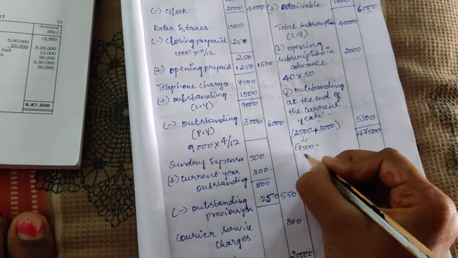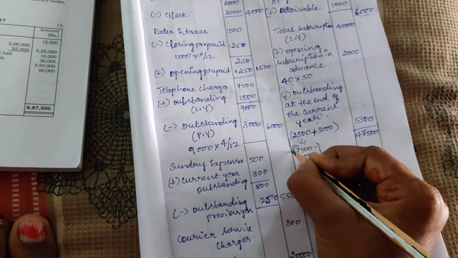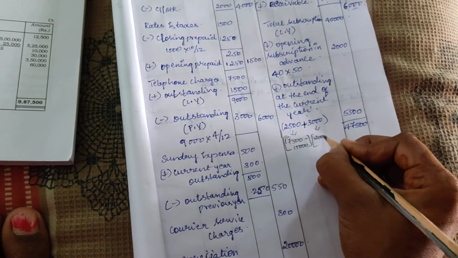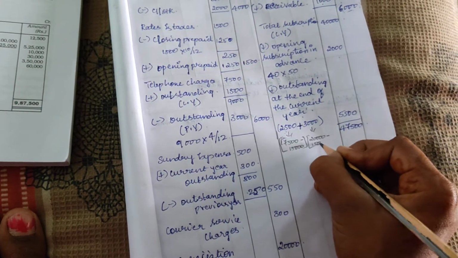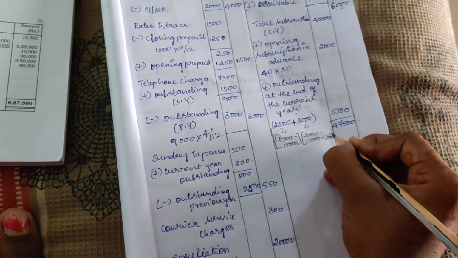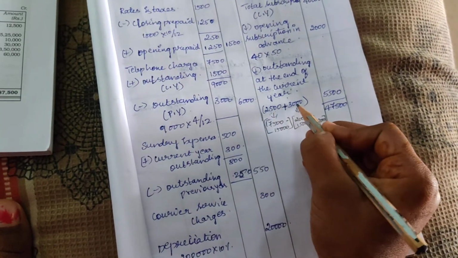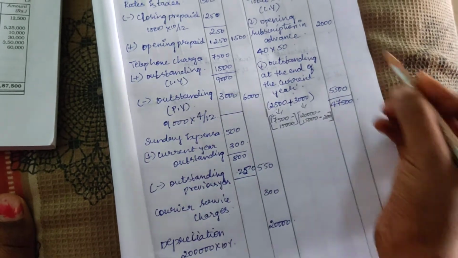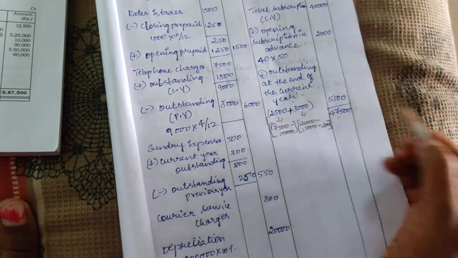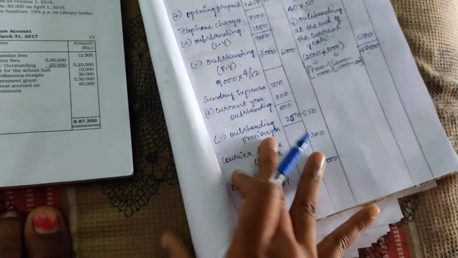17,500 minus 15,000. So it comes to 2,500. How has this amount come? The current year is 20,000 minus the previous year 15,000, and we have also received the 2,000 in advance. So minus 2,000, we will arrive at 3,000. So 2,500 plus 3,000 is equal to 5,500. When we add 40,000 plus 2,000 plus 5,500, we will arrive at 47,500. Still, we have the subscription. We have to deduct it.